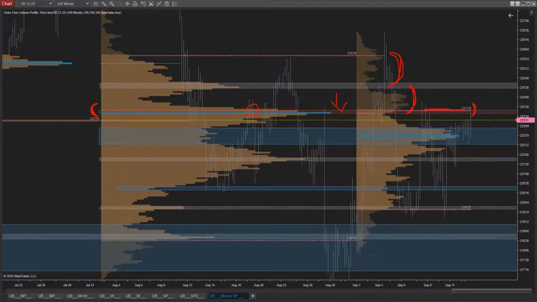So right now, this is kind of like an important inflection that we've seen rejections from. We saw one here, saw one here, saw one here. So there's been some significant bearish movement at this level. So it's something to watch out for from the technical perspective.